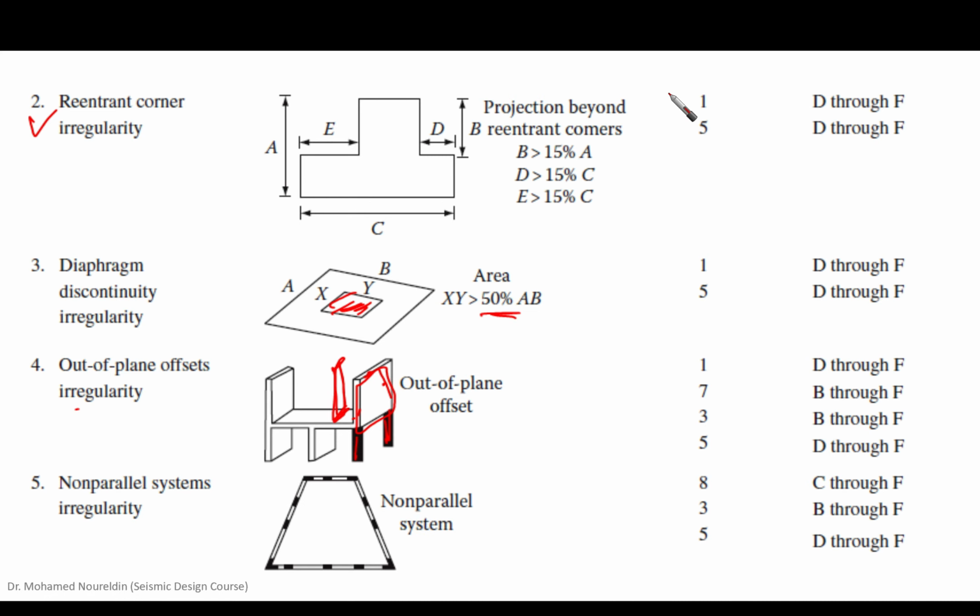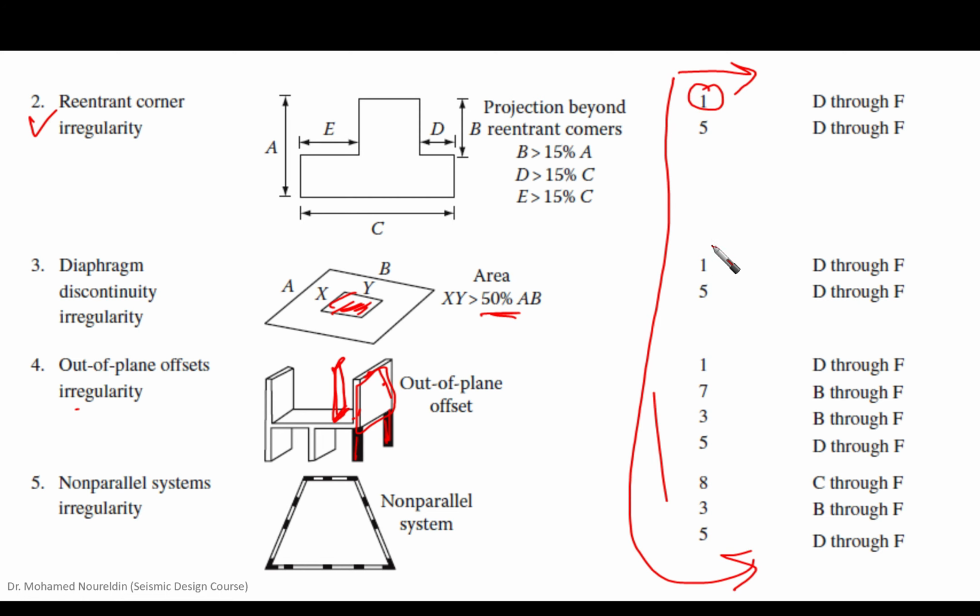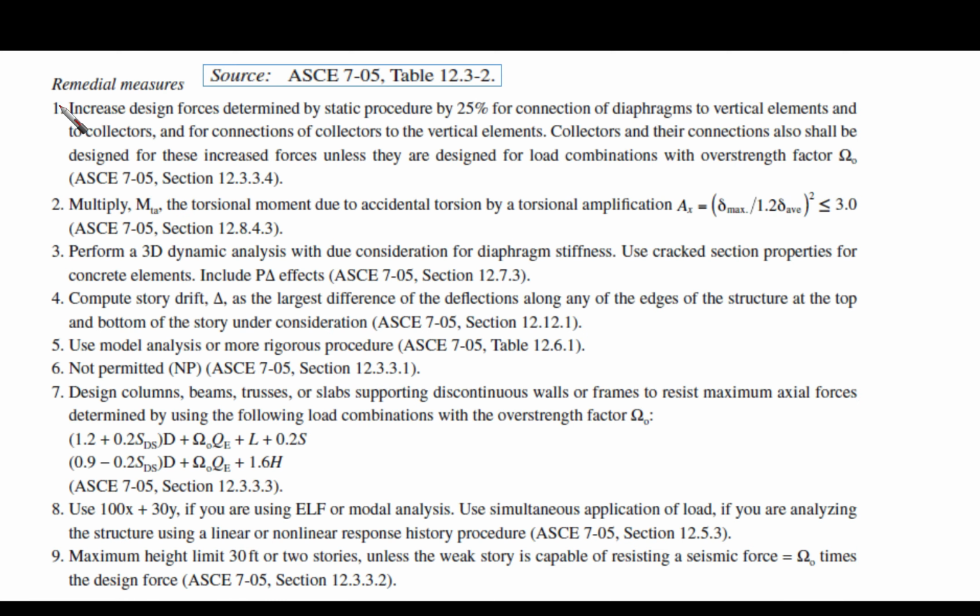Now let's go to the second part that I said I was going to explain, which is the remedies for these cases. So here, one, as we said, you're always going to find one here. This means that when we have seismic design category D, E, or F, we need to apply this remedy, and also this remedy, which is 5. We already mentioned 1 before, increase 25% for the connections, and 5 here means use modal analysis or a more rigorous procedure.